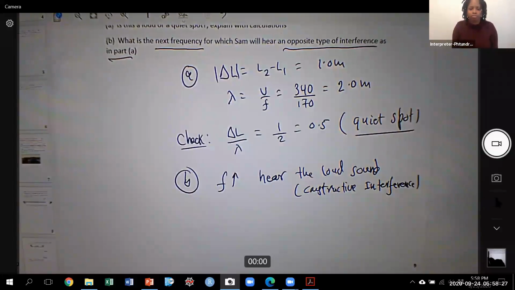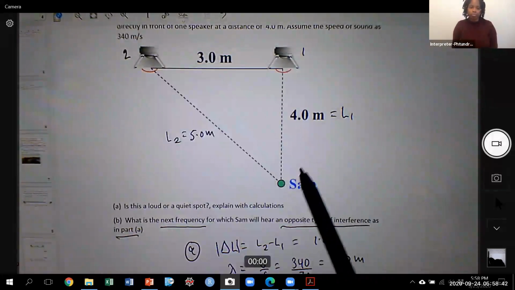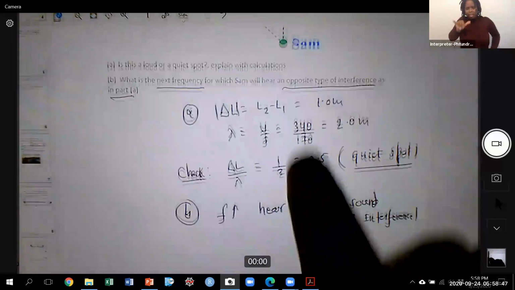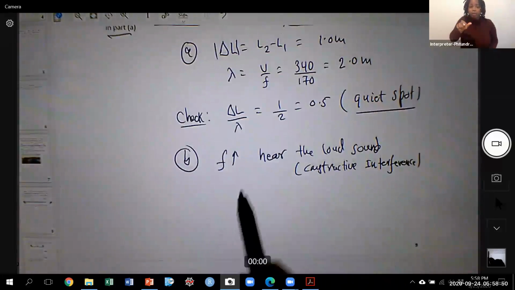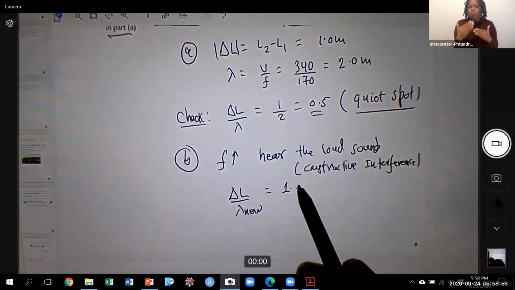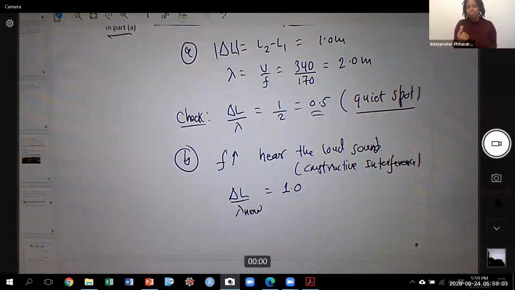If you double the frequency, then the lambda will be 1, and the ratio of delta L over lambda will also be 1. Yep, because the positions are the same. Nothing has changed. The position of Sam is the same, the speakers are the same. You are allowed to change only the frequency. So then you have to find the new lambda. The next possible ratio is 1, then you hear a loud sound, constructive interference.